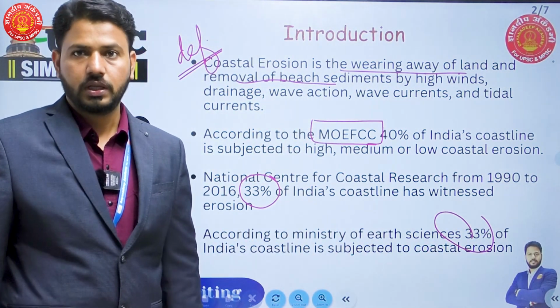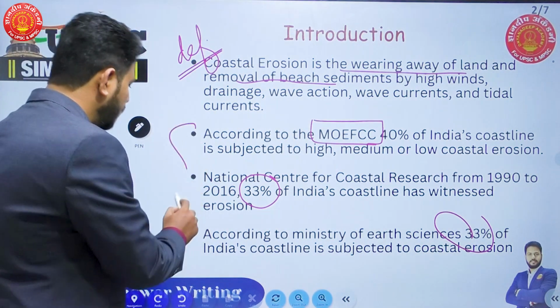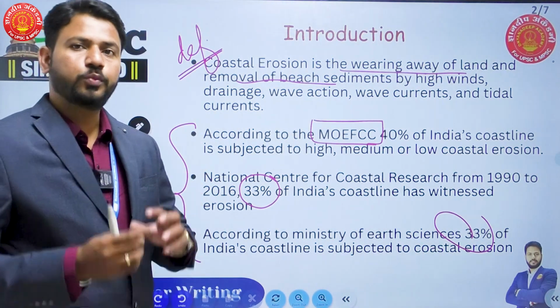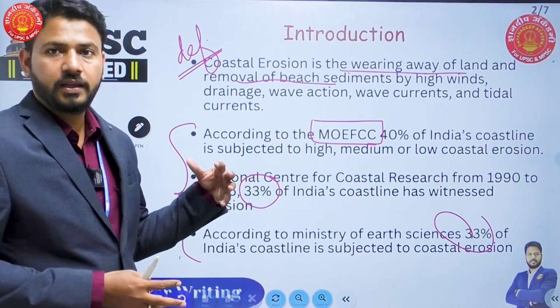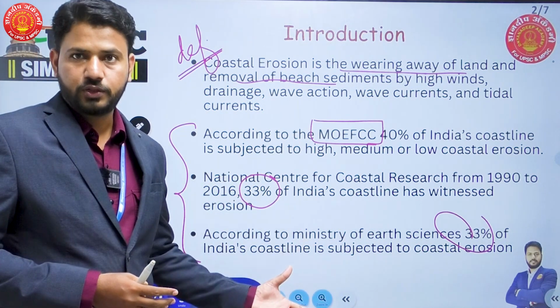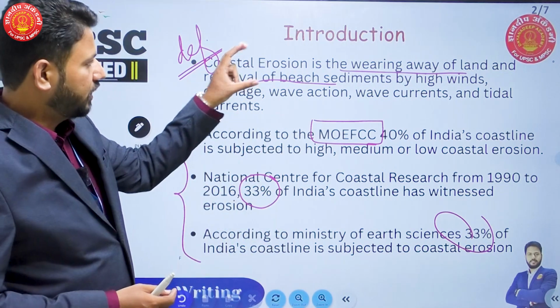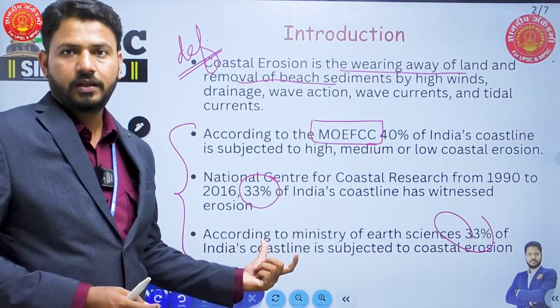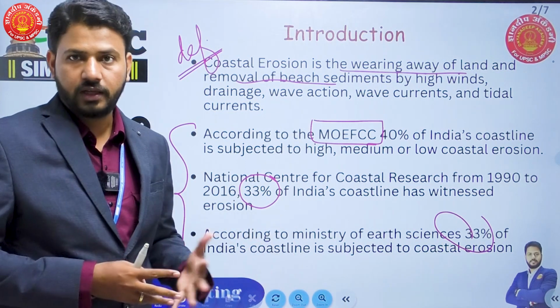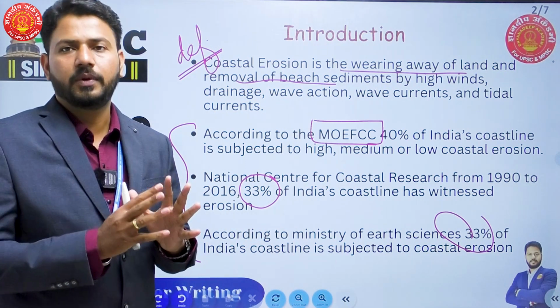Now, you can mention any one of these 3. I'm not asking you to put all the 3 facts and figures in the introduction. This will no longer be an introduction if you write so many points into it. So, the definition of coastal erosion and any one of these points will go a long way in supporting the question, and it will make a point there.